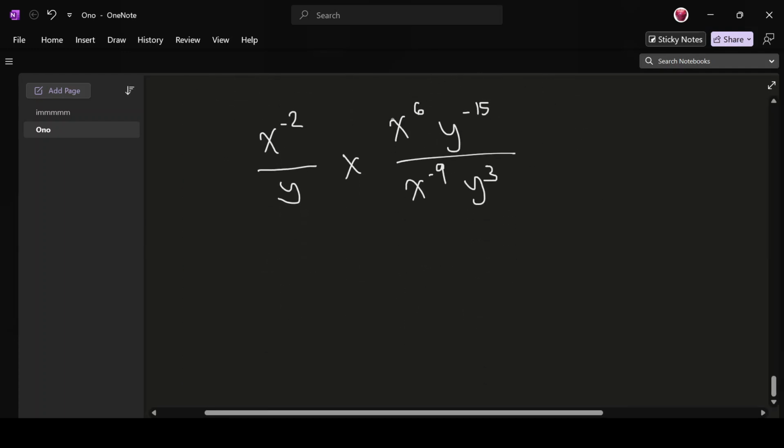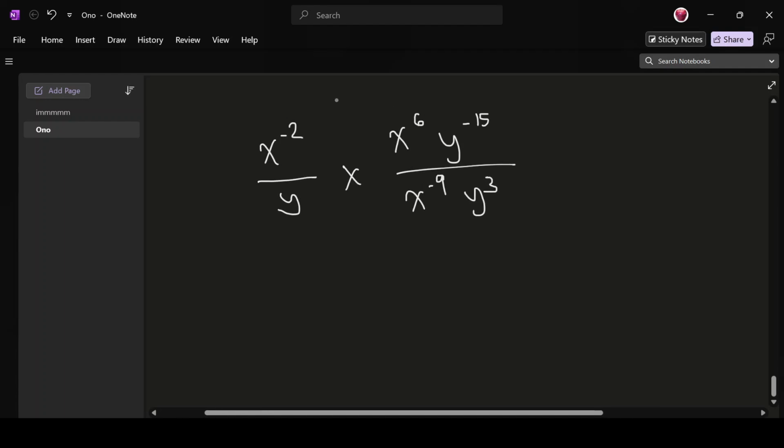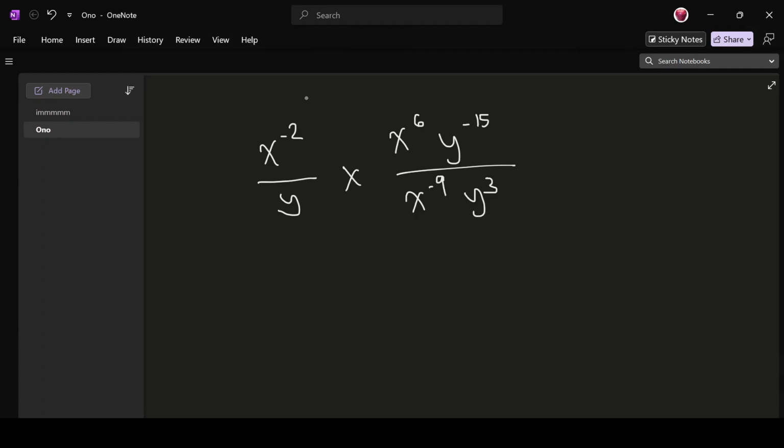Alright, so there's actually two ways to simplify this. You can either simplify this fraction and then combine it with this, or you can combine it all first and then simplify it at the end. Either way, you will get the same answer. But I am going to combine these two fractions together first. So this is multiply, right?